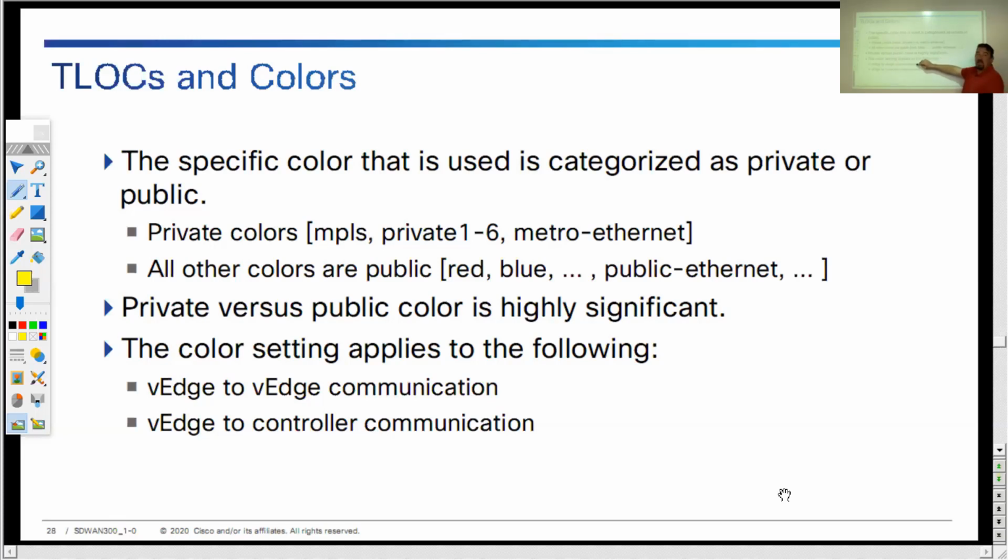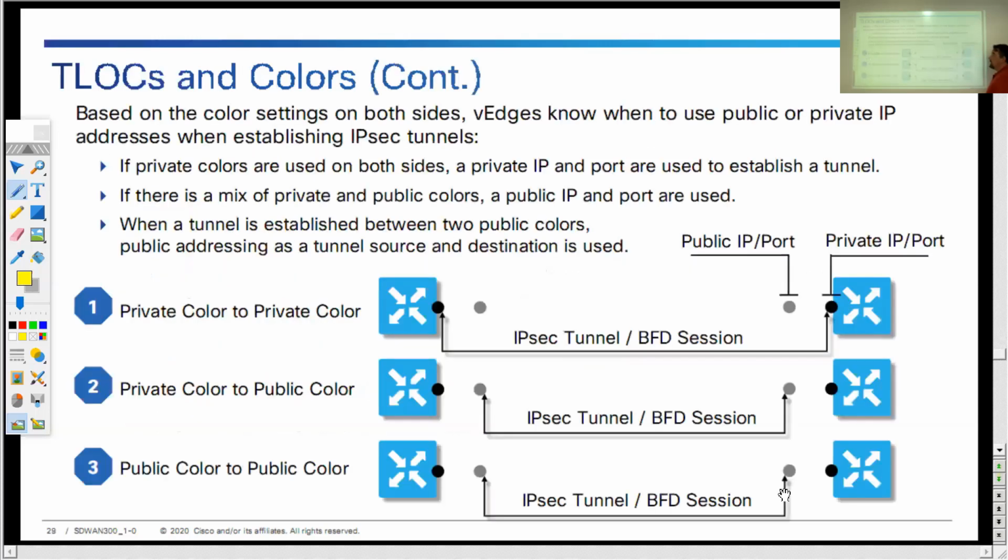It applies to vEdge to vEdge communication and vEdge to controller communication as well, so that we make sure we can communicate to those vSmart controllers. Based on the color settings of both edges, the vEdges know when to use public or private IP addresses as we communicate between the two different sites. Right? My MPLS circuit might use private addressing, whereas my internet connection is going to use public addressing, okay? Let's say my MPLS cloud allows us to have internet access as well. So I want to establish a connection from MPLS on one side to an internet connection on the other side, right? Well, in that case, I want to make sure I'm using my public IP address on the MPLS cloud to be able to connect to the public IP address of the internet on the other end. So those colors are extremely important in how we can connect between the two vEdge devices.